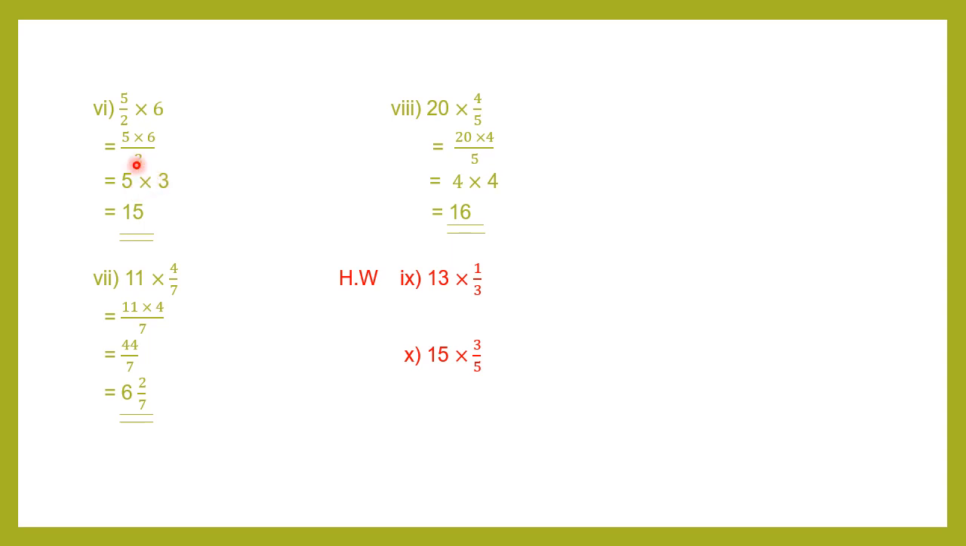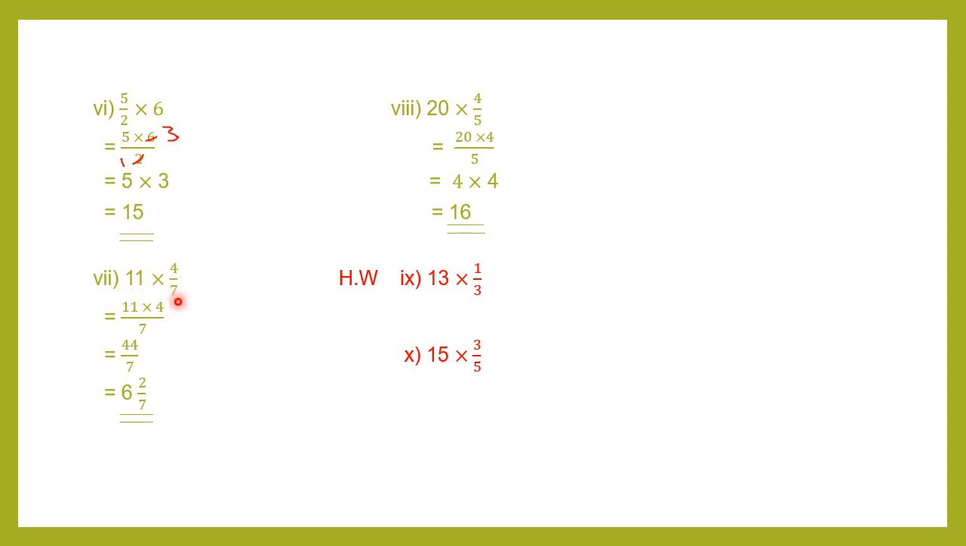Here we can cut first, so that is 2 and 6. 2 ones are 2 and here 2 threes are 6. Now 5 multiplied by 3, that is 15. Question number 7.